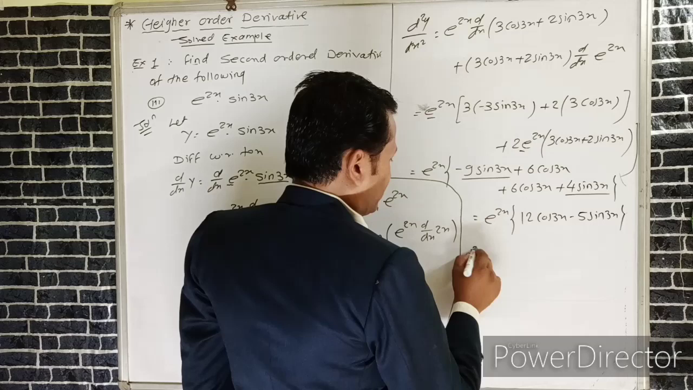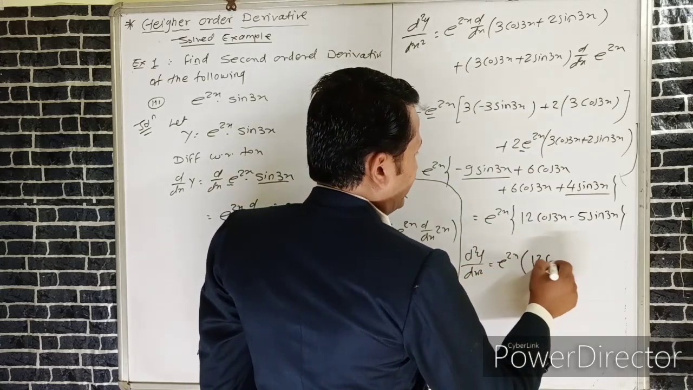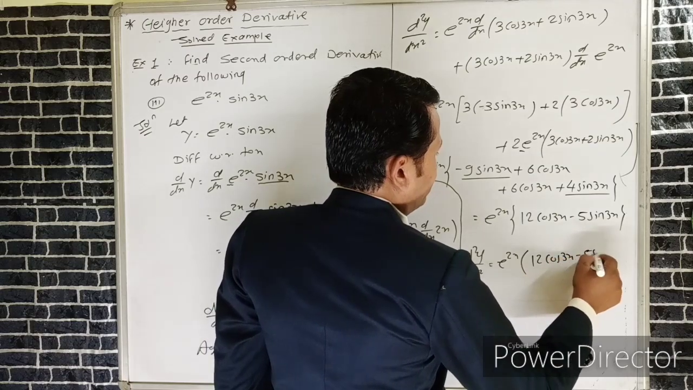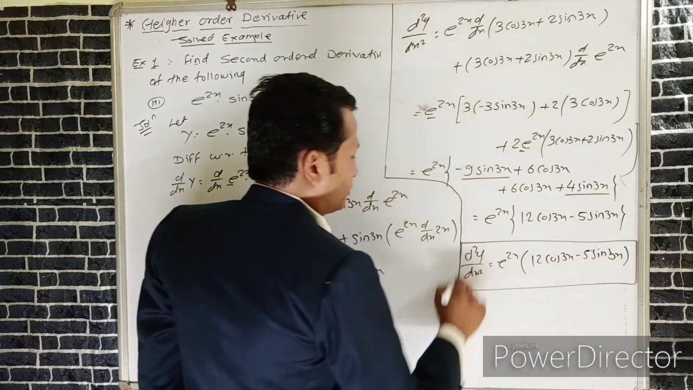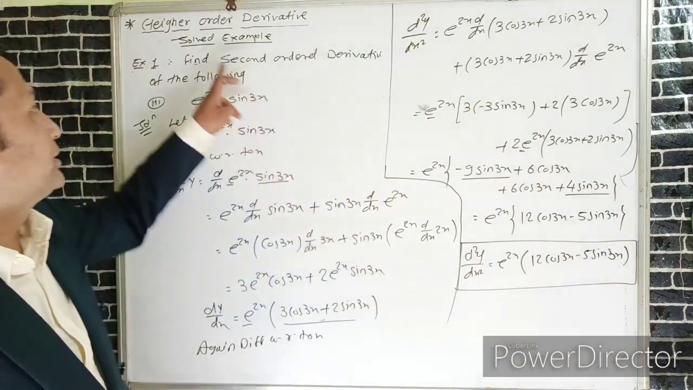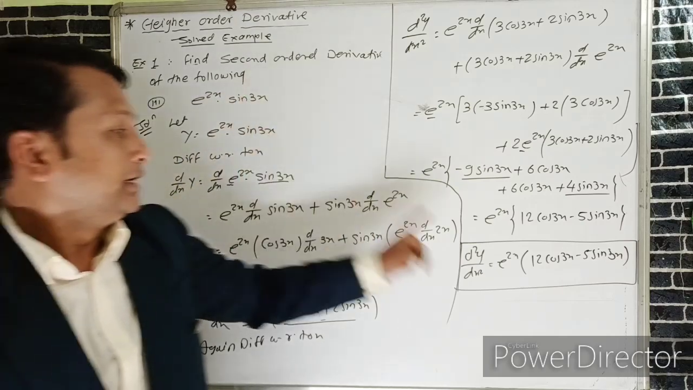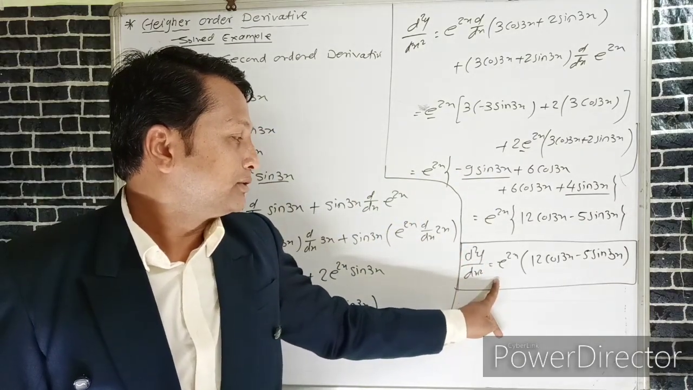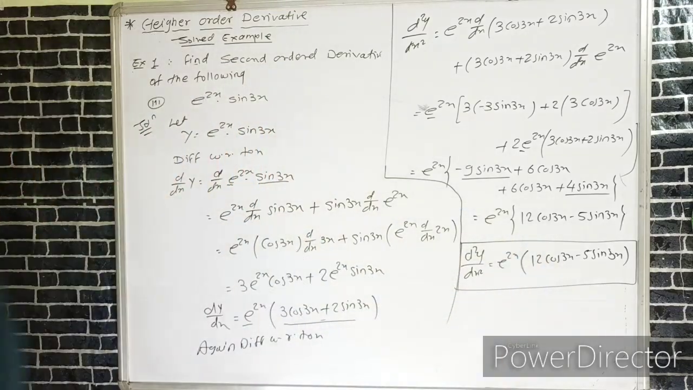It means that d2y upon dx square is equals to e to the power 2x into 12 cos 3x minus 5 sin 3x, which is the required derivative and which is the second order derivative of the given function. e to the power 2x into sin 3x: d2y upon dx square is equals to e to the power 2x into 12 cos 3x minus 5 sin 3x.